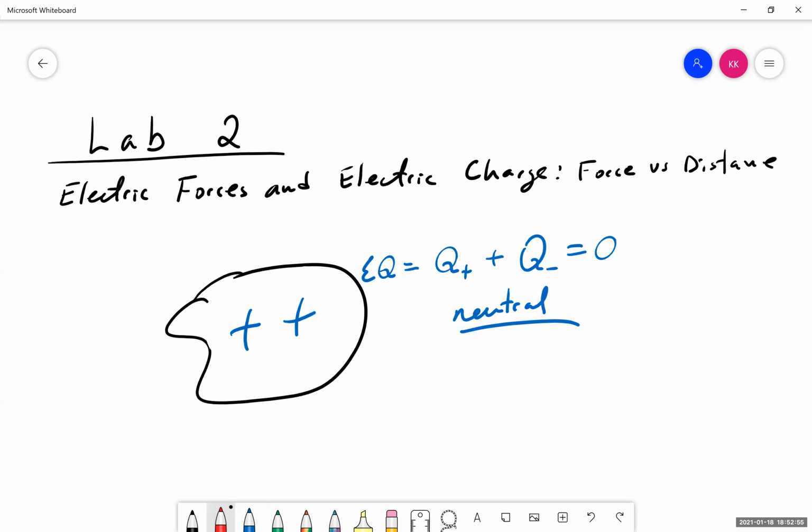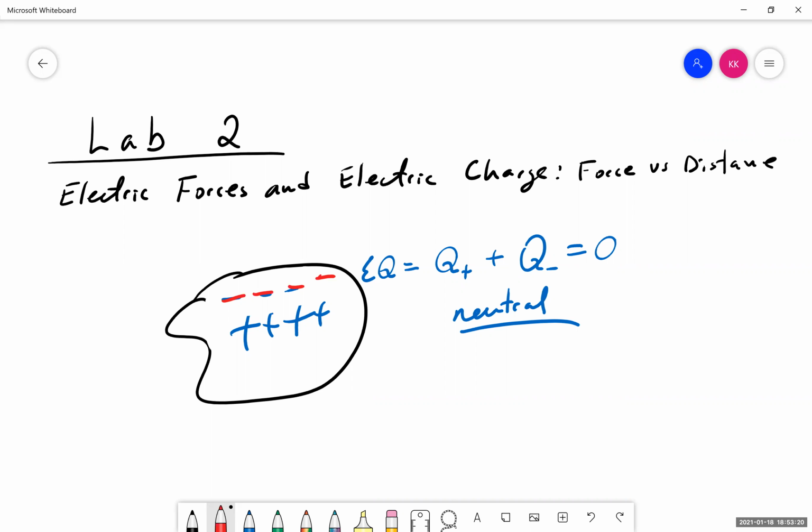Now, for example, let's say here's the object. So this is a neutral object. It has four positives and four negatives, let's say. Again, this is neutral because it has the same amount of positive and negative stuff. What if I want to make this a negatively charged object?